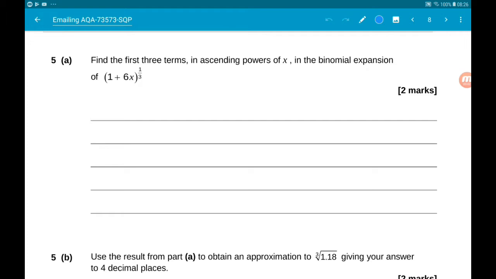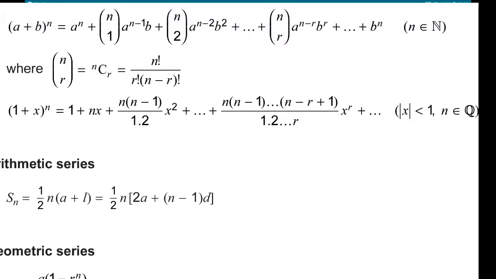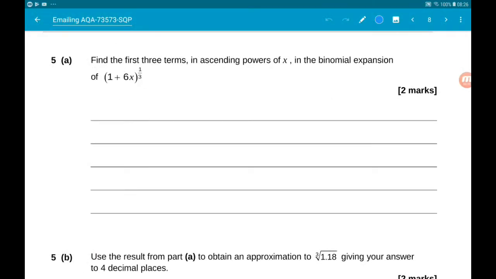Okay, question 5. We have binomial expansion with a fractional power. Find the first 3 terms in ascending powers of x in the binomial expansion of 1 plus 6x to the power of 1/3. Now, we are given the formula for this. It's on the screen. The one that we want is 1 plus x to the power of n.